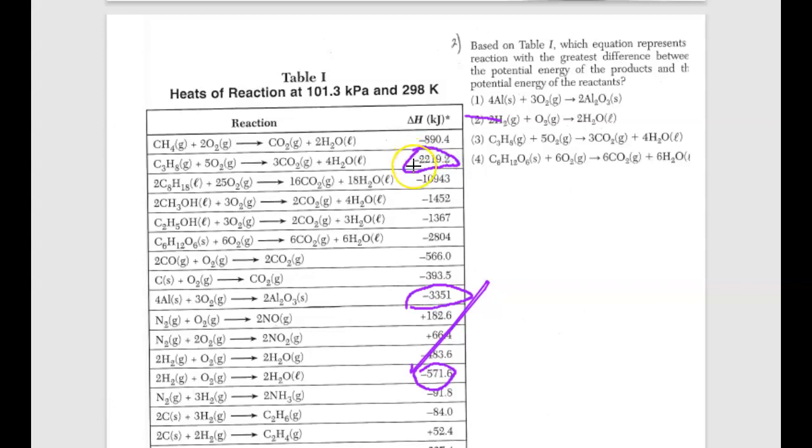It's also releasing energy, but not as high as the formation of the aluminum oxide. And then finally, in number 4, you might recognize this as glucose, and that's a negative 2804. The winner is choice 1, the aluminum plus the oxygen forming aluminum oxide. That's all we're doing, is looking for the highest value.